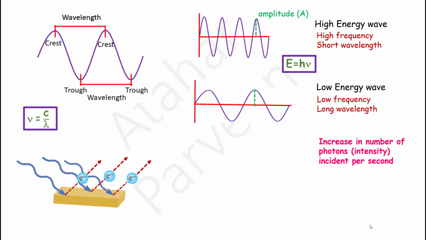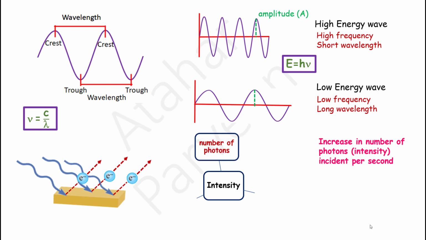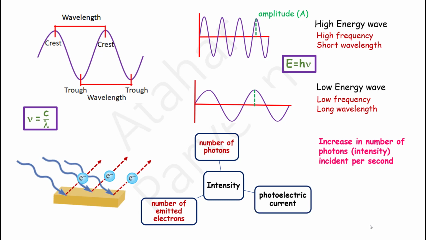Now let me give one simple summary. When I talk about intensity, if the number of photons is increasing, what will happen? Intensity increasing means number of photons increasing. Intensity increasing means number of emitted electrons also increasing. And intensity increasing means photoelectric current is also increasing. Isn't it? And this number of emitted electrons will constitute a current which we call photoelectric current. Because they are increasing, current will also increase. So intensity plays a major role here.